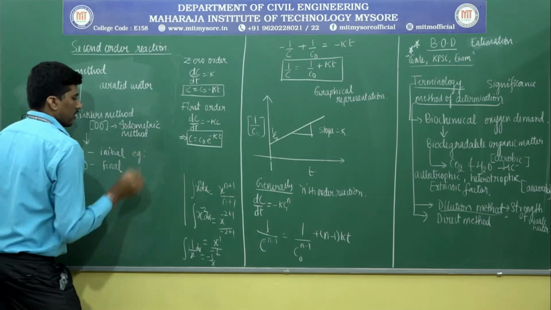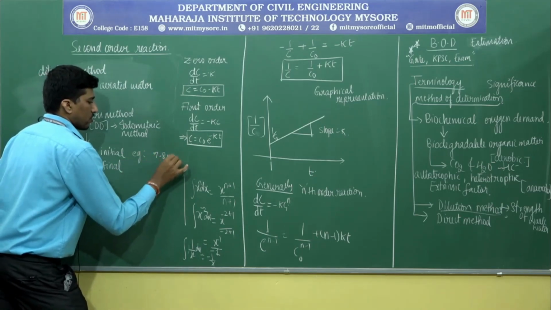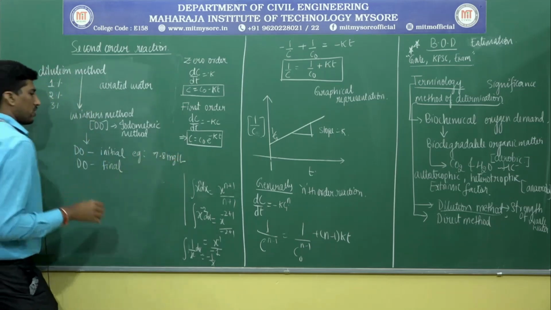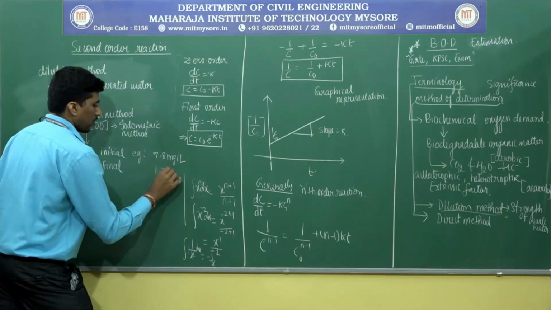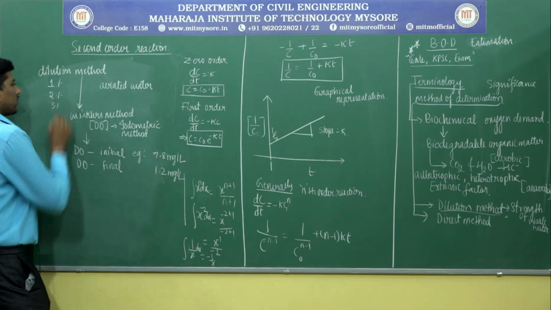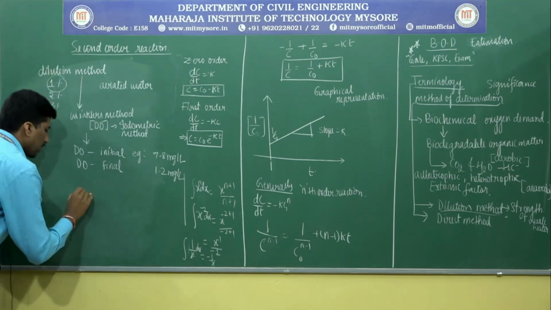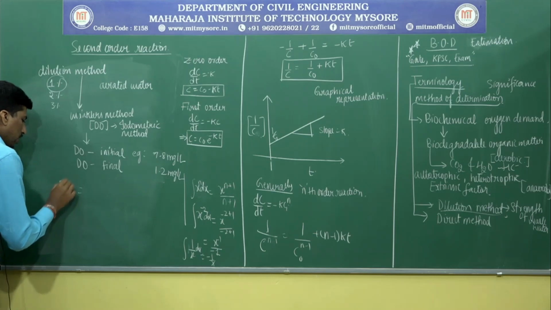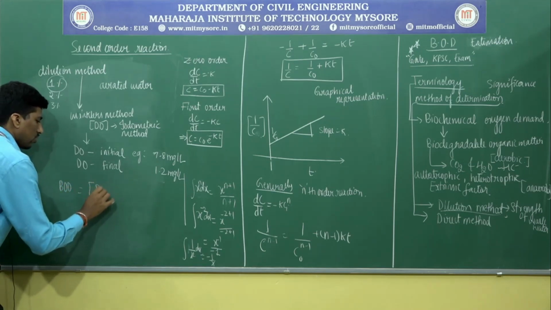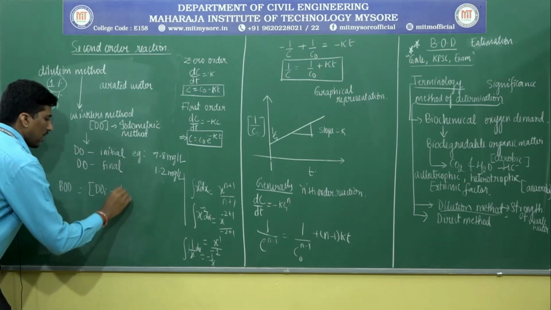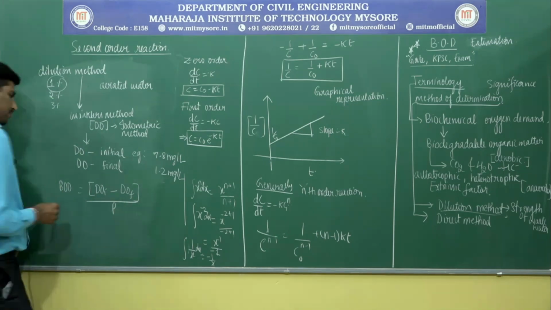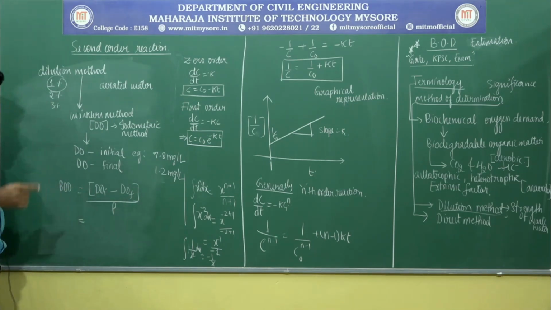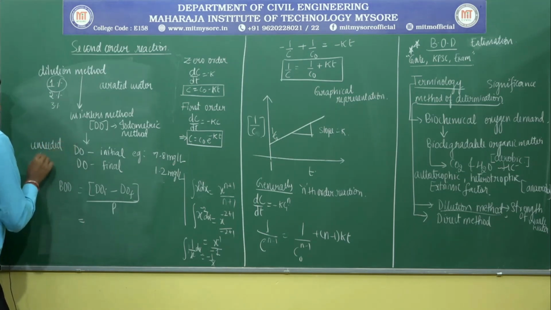An example I would like to give: 7.8 mg per liter is the initial DO concentration, and the final DO concentration is 1.2 mg per liter. I have taken the dilution factor as 1%. Therefore, the BOD can be determined as the initial dissolved oxygen concentration minus the final dissolved oxygen concentration, divided by the percentage of dilution. This particular condition we call the unseeded condition.